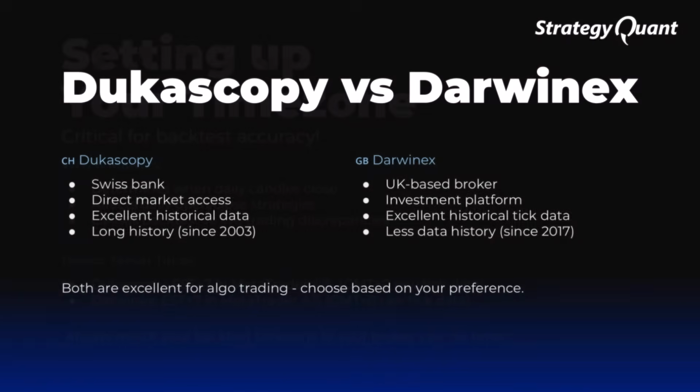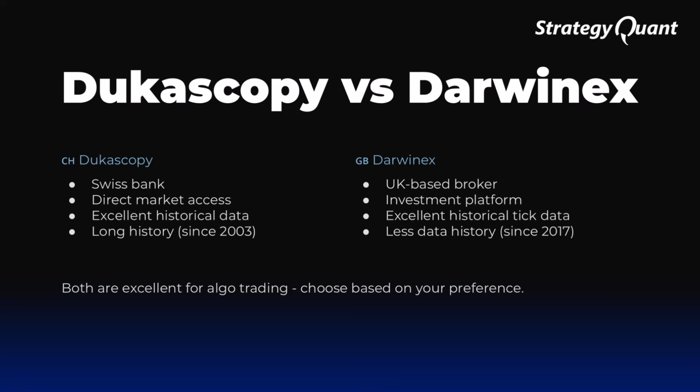Dukascopy or Darwinex. In our experience, both data feeds are just excellent. Dukascopy is a Swiss bank with direct market access. Darwinex is a UK broker and also an investment platform where you can share your signals with other investors. Both have excellent historical data quality. Dukascopy simply offers a longer data history.